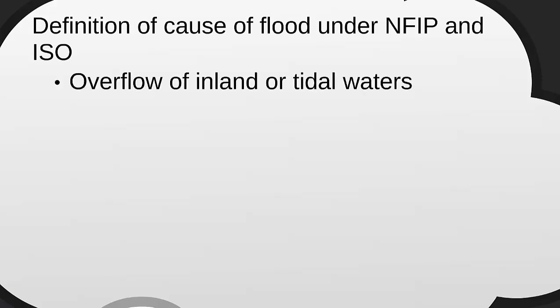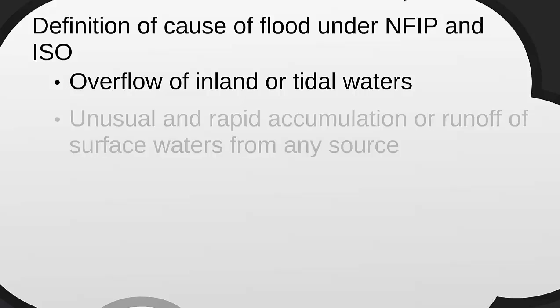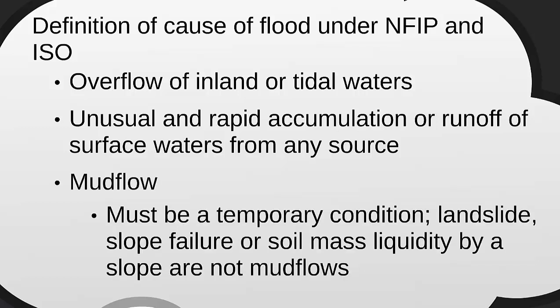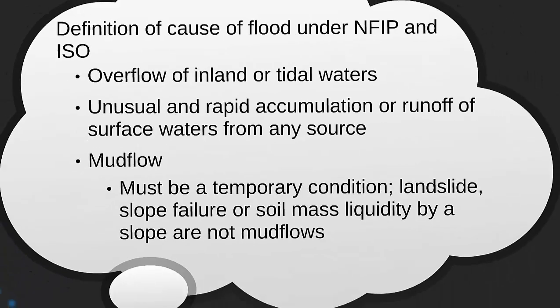Let's look at the definition of cause of flood under NFIP and ISO. It is the overflow of inland or tidal waters, unusual and rapid accumulation or runoff of surface waters from any source, and mud flow. Mud flow must be a temporary condition. Therefore, landslide, slope failure, or soil mass liquidity by a slope are not considered mud flows.